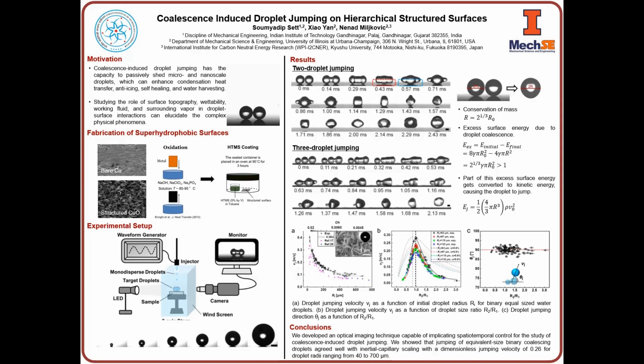per second, the maximum velocity for equal radii droplets coalescing and jumping. For mismatched droplet size, that is one smaller droplet coalescing with a larger droplet, the jumping velocity decreased, and the highest jumping velocity was obtained when two droplets of equal radii coalesced. In terms of the direction of jumping, the coalesced droplet was always perpendicular to the plane of coalescence, and hence we got a jumping angle of 90 degrees, which remains constant as a function of R2 and R1.